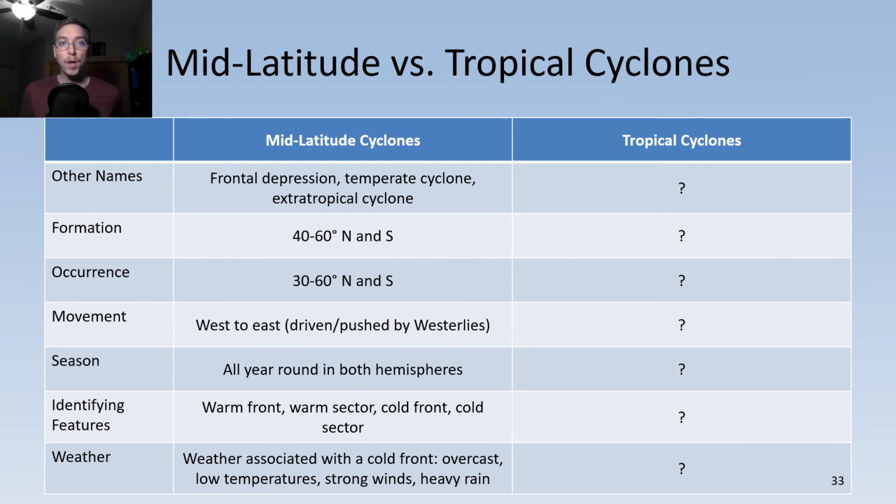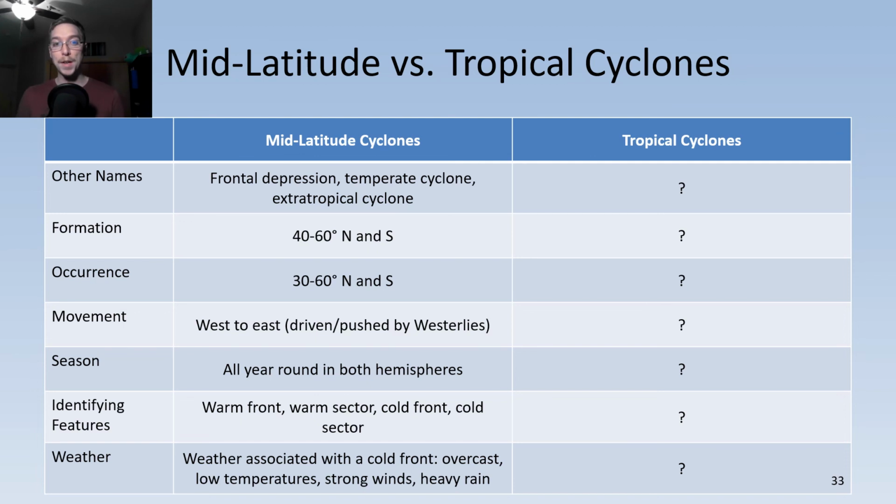So if we boil it down here, mid-latitude versus tropical cyclones. We don't have anything for tropical cyclones yet because you'll see this graph being filled in the next video. So for mid-latitude cyclones, other names we can think of for these would be frontal depressions, temperate cyclones, or extratropical cyclones. They form between 40 to 60 degrees north and south latitude. They typically occur between 30 and 60 degrees north and south latitude, because they can move outside of that depending on their trajectory.